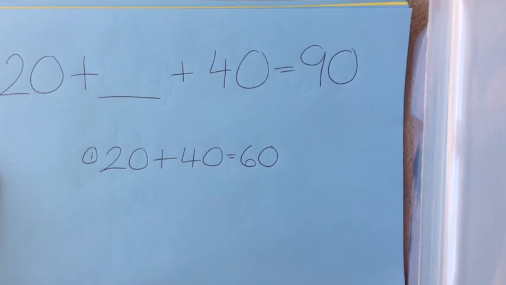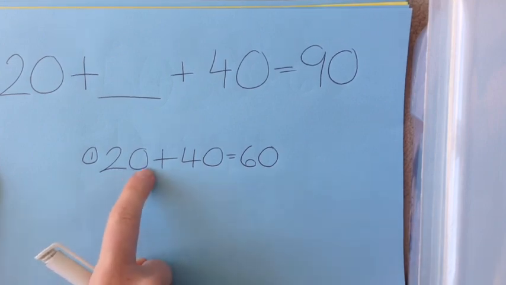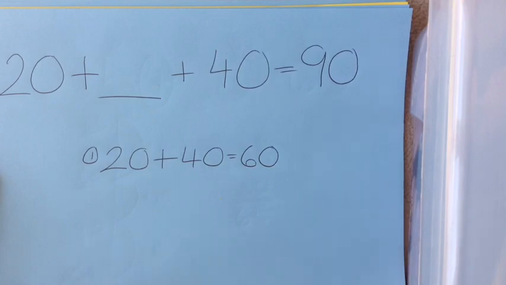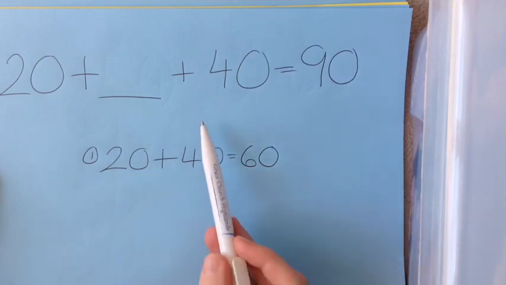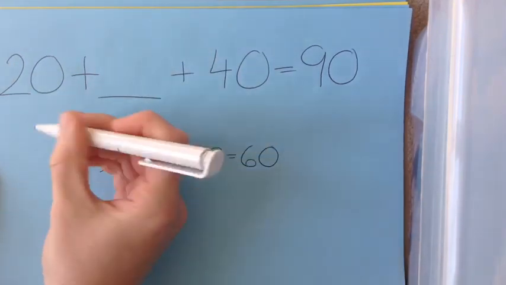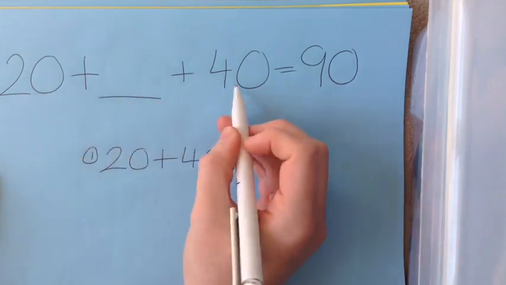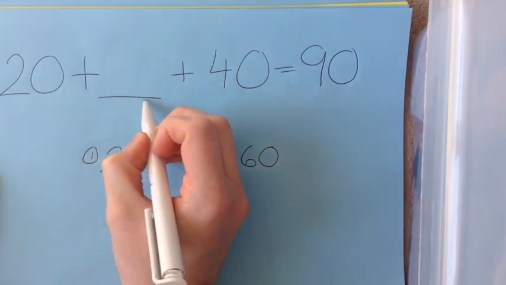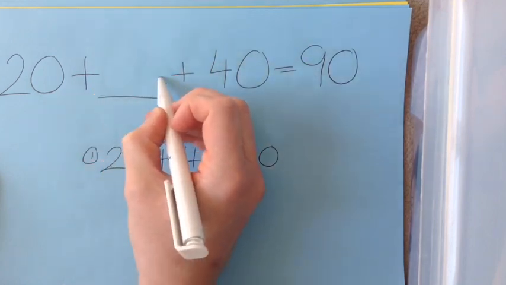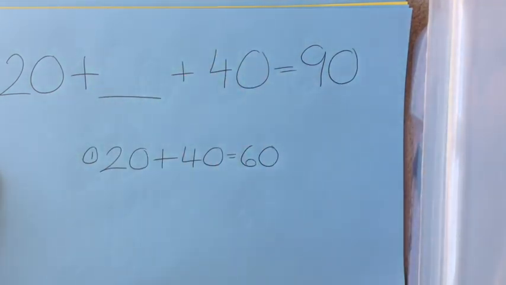Now I said we were going to be looking at subtraction, and I've already just shown you an addition. You're probably thinking, Miss Conway, what's going on? But that's not the only thing I need to do. I know so far that the value of the 20 and the 40 is 60, but I now need to find out the number that would go here to make the answer 90. So I'm going to find the difference, and to do this I'm going to use subtraction.